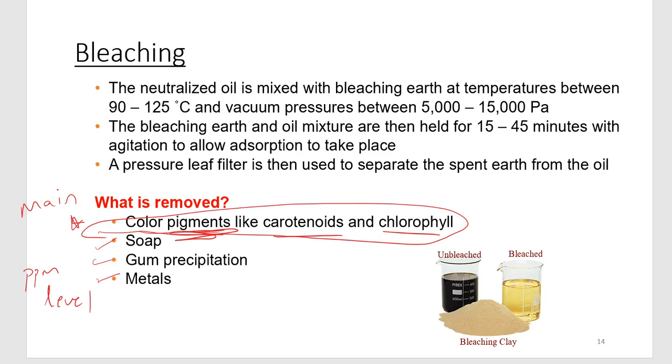See the difference between unbleached and bleached oil? There's a dramatic difference between these two oils. These color pigments are removed by mixing the hot oil with adsorbents such as bleaching earth, or we can also call it bleaching clay.